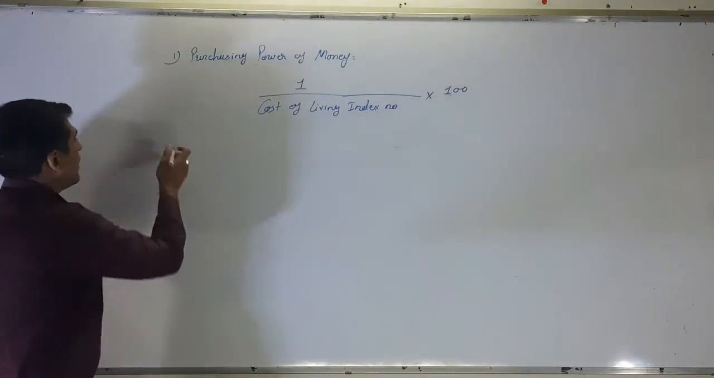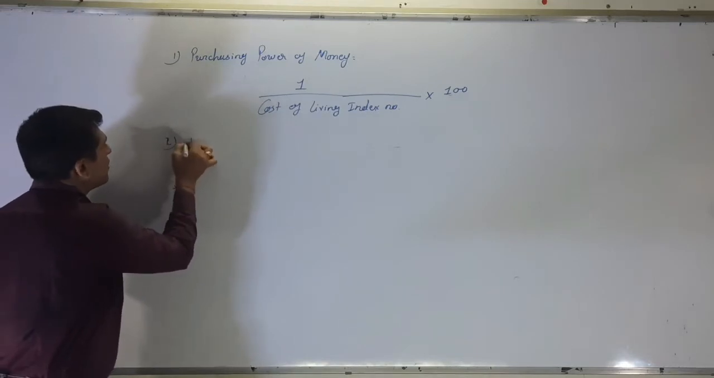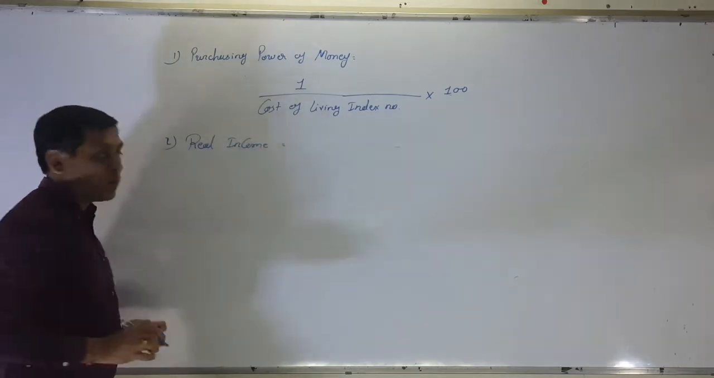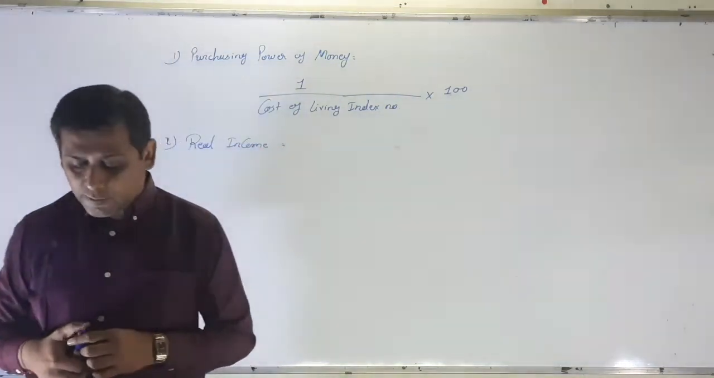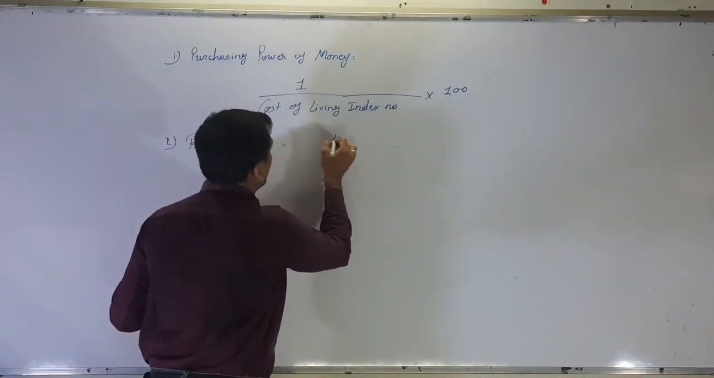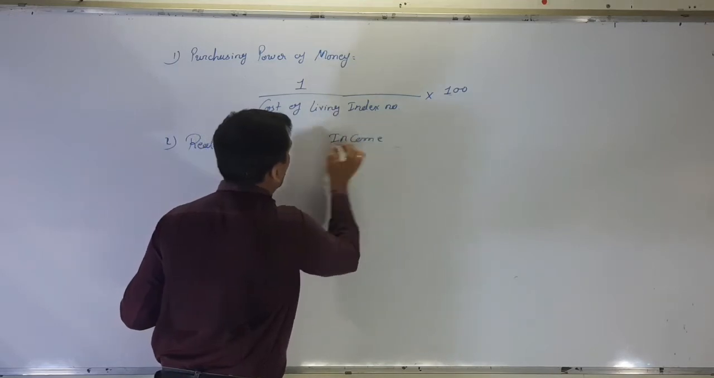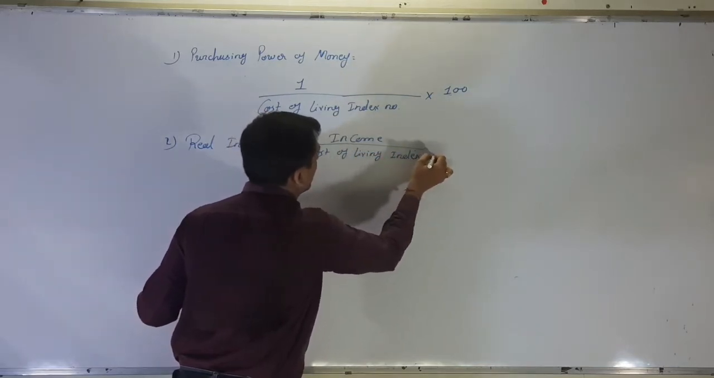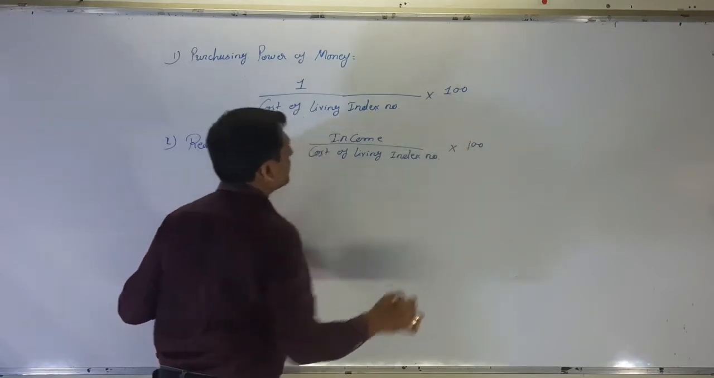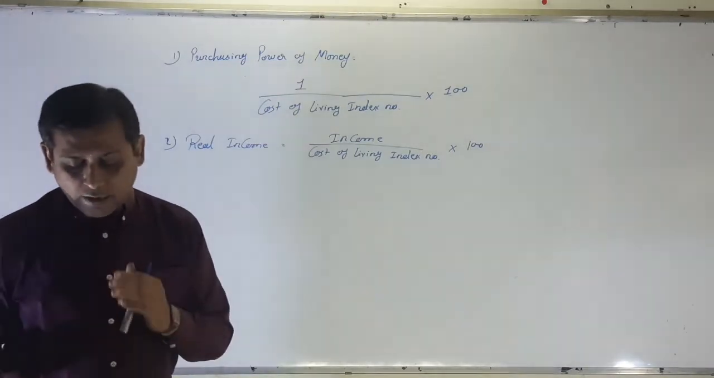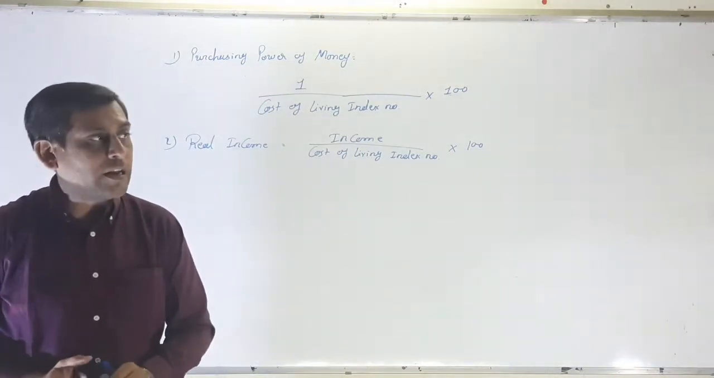And the second formula, that is real income, is equal to income upon cost of living index number into 100. These are the two formulas for real income and for purchasing power of money.